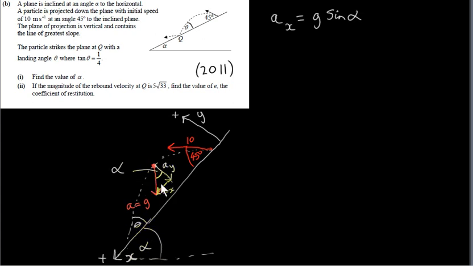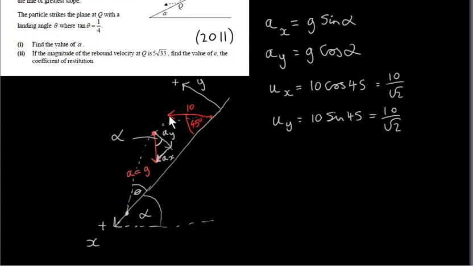Now, what is ax? Well, ax is the hypotenuse of this right-angled triangle, which is g, which is 9.81, times the sine of alpha, because ax is opposite angle alpha. And ay is g times the cosine of alpha, because ay is adjacent to angle alpha.